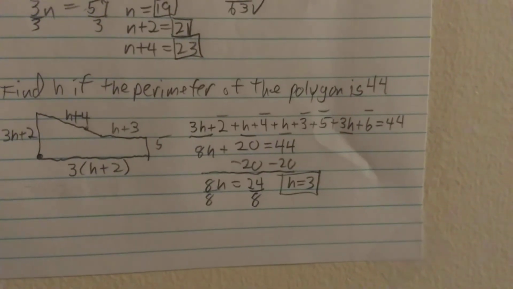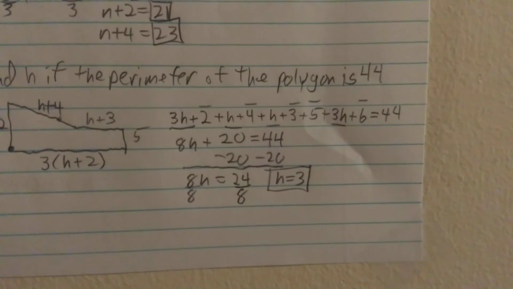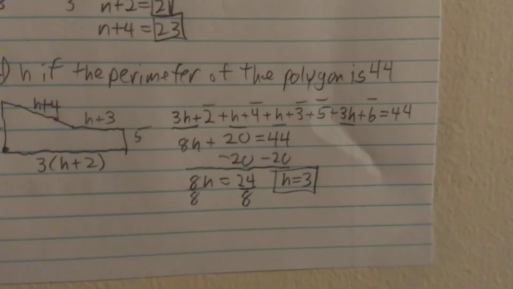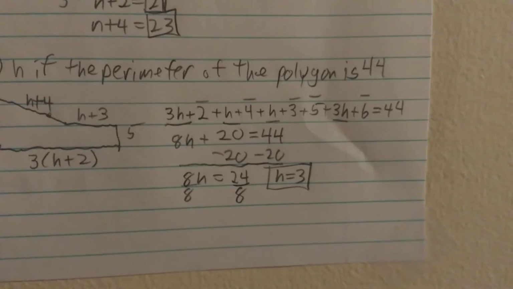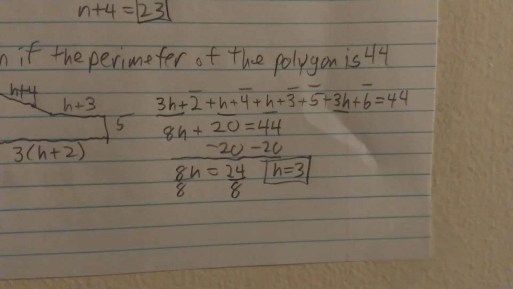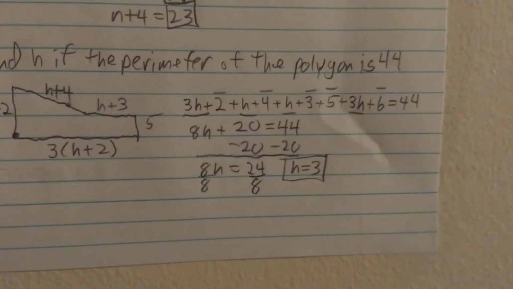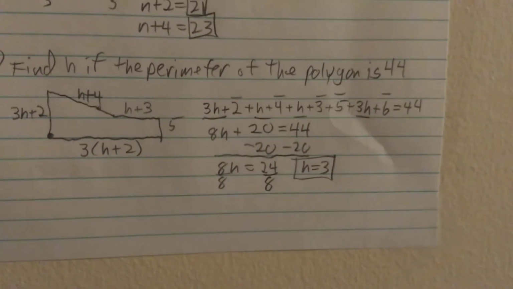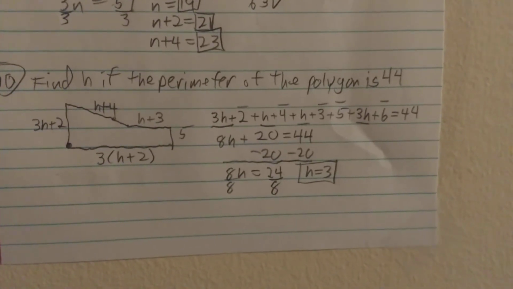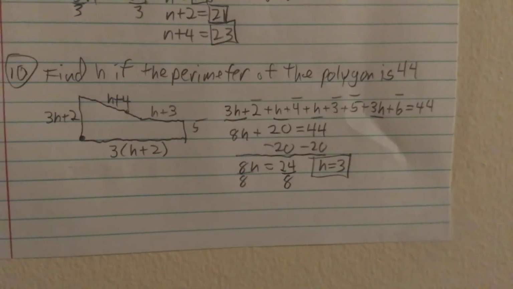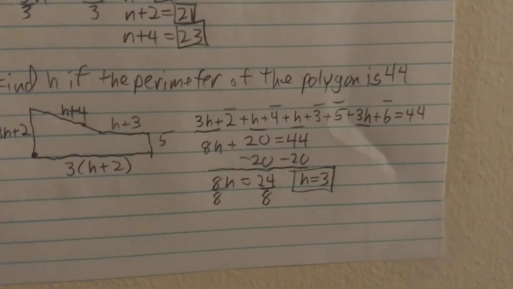So when we add all the h's, we have a 3h plus an h plus an h plus a 3h is 8h. When we add the numbers, we have 2 plus 4 is 6, plus 3 plus 5 is 8, 6 plus 8 is 14, plus 6 is 20. So we have 8h plus 20 equals 44. Subtracting 20 from both sides, we have 8h equals 24. Dividing both sides by 8, we have h equals 3.